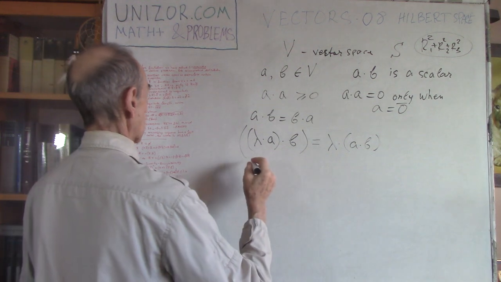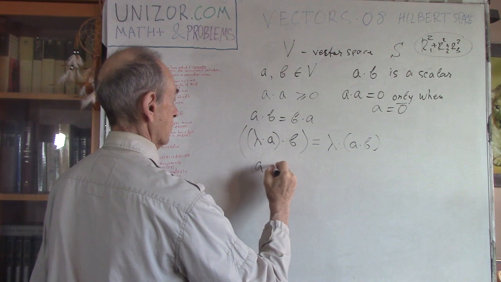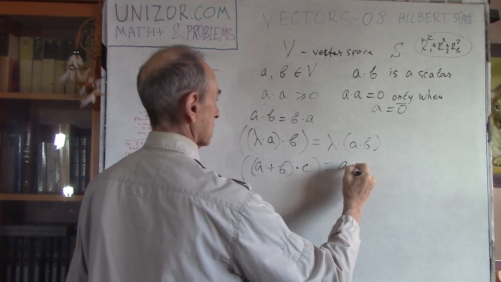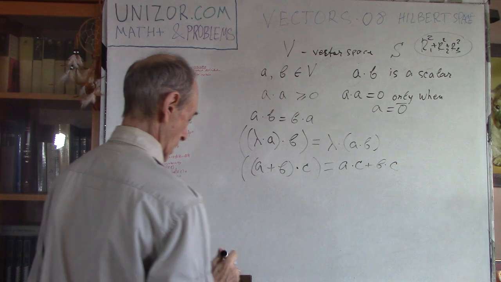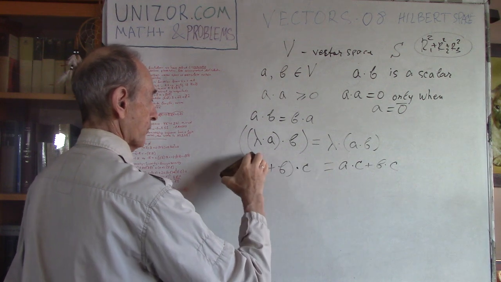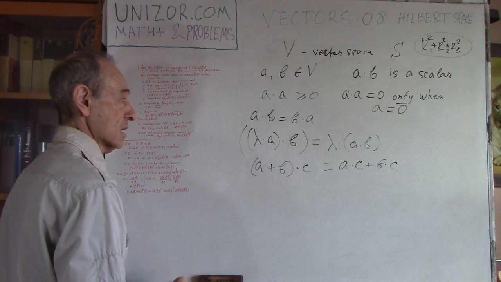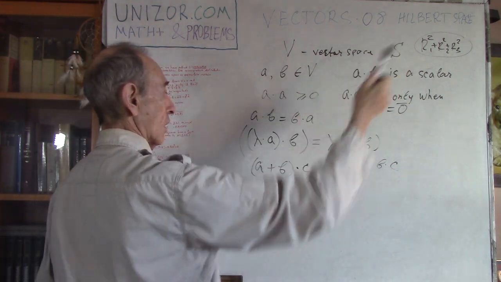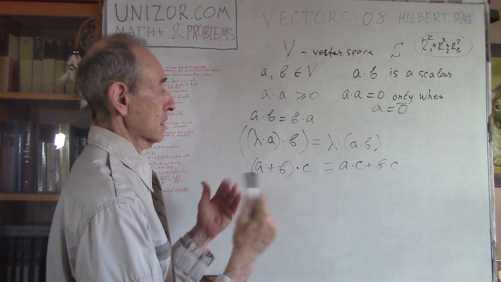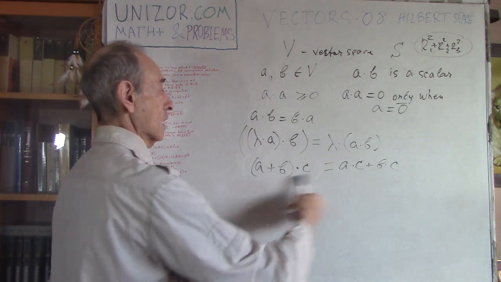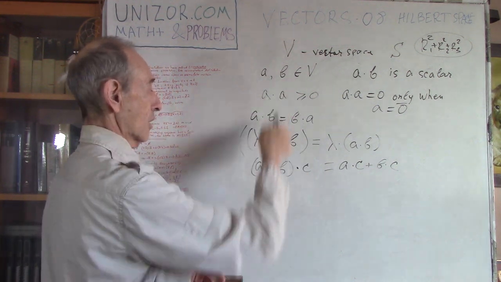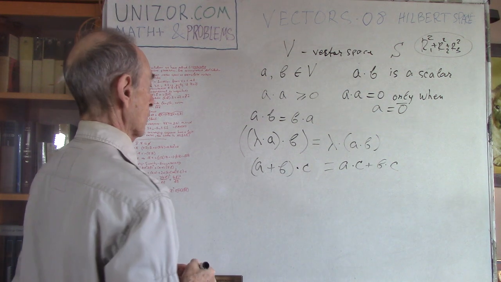Okay, now next is distributive property. A plus B, if you multiply by C, would be equal to A times C plus B times C. So that's a distributive property. Again, we did prove all these when we were talking about n-dimensional vectors. We have proven them based on the definition of scalar product in the n-dimensional case. Here, we do the same thing, but vice versa. We are saying, okay, if there is some operation which we could call a scalar product, it must obey these rules.